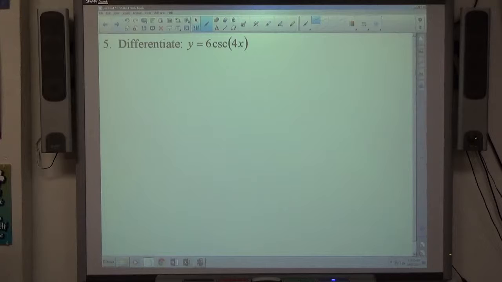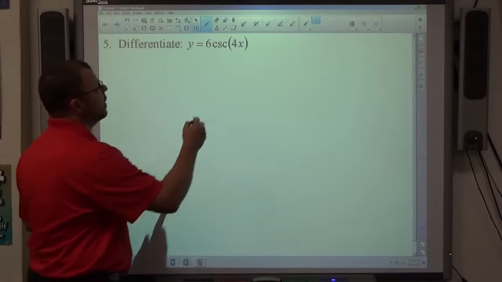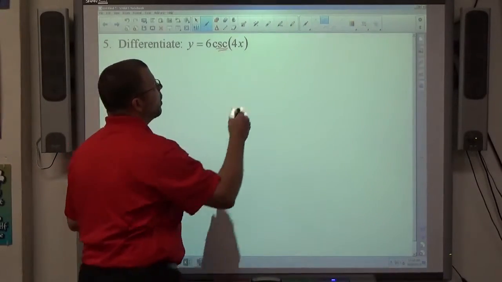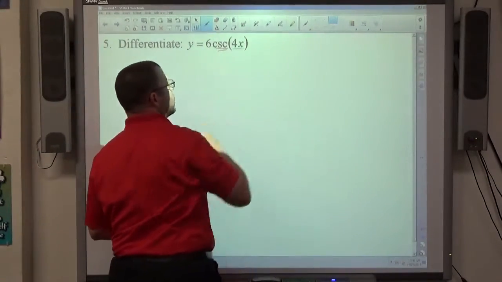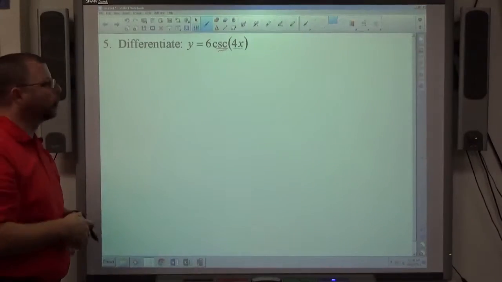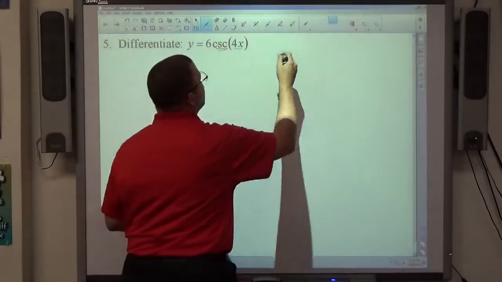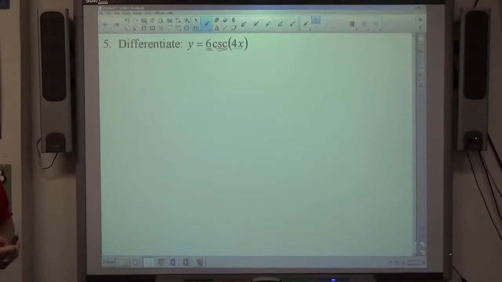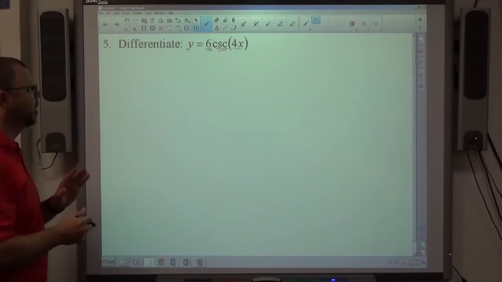Number 5, y equals 6 cosecant of 4x. Once again, this is a chain rule situation. This is a cosecant function, so I have to do the derivative of the cosecant. But the argument is not x, it's 4x. So there's going to be a chain of derivatives happening here in order to differentiate. Once again, I have a constant multiple of 6. That 6 is not going to do anything to the problem whatsoever. It's just going to come along.